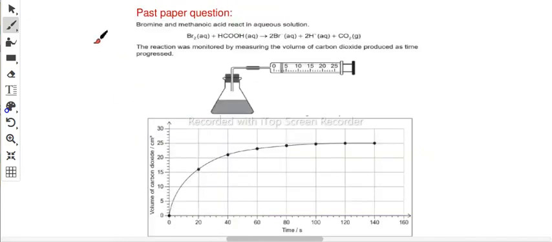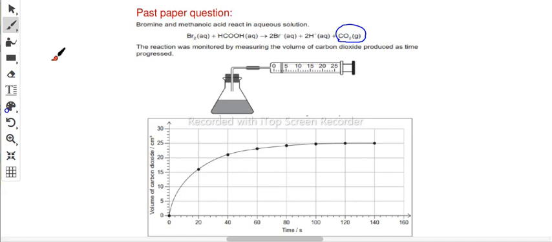Now we're going to go through and apply this from a past paper. So inside this question, we have bromine and methanoic acid reacting in aqueous solution. So I have here a balanced chemical reaction for bromine with methanoic acid. There is a production of carbon dioxide as a gas. The reaction was monitored by measuring the volume of carbon dioxide produced as time progressed. Here we use as equipment to collect the carbon dioxide the gas syringe, and we discussed the use of gas syringe in kinetic part 1 of lessons.